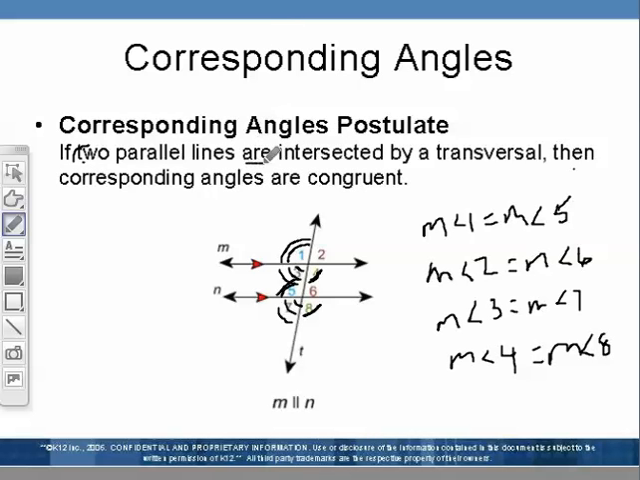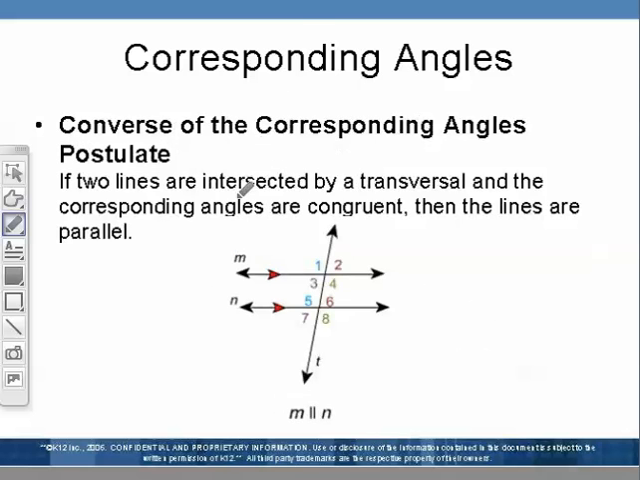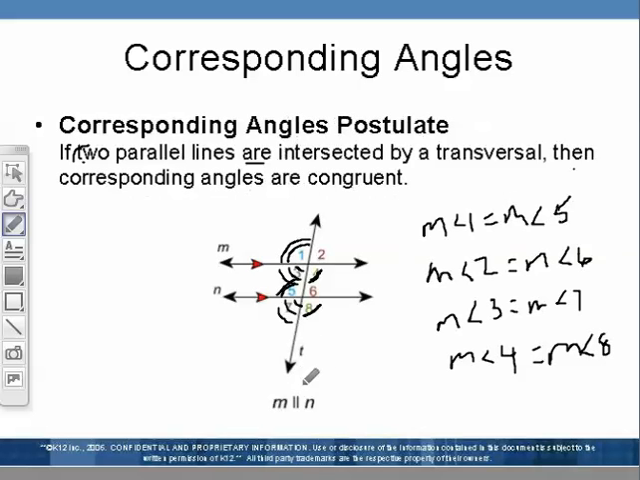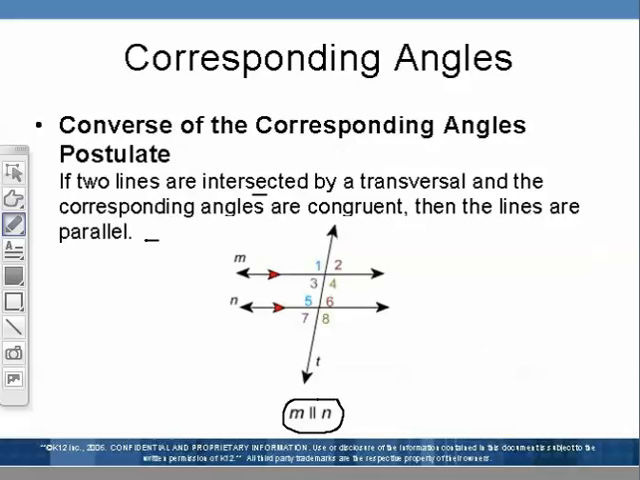How are we going to keep track of this? If the lines are parallel, you can prove angles are congruent. If the angles are congruent, you can prove the lines are parallel. So it depends upon what you're trying to prove. If you're trying to prove that the lines are parallel, you're looking for congruent angles. If you're trying to prove that the angles are congruent, then you have to say, I've got parallel lines. Okay? So that's what the converse of the corresponding angle postulate is.